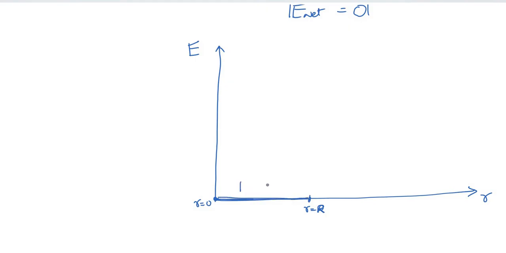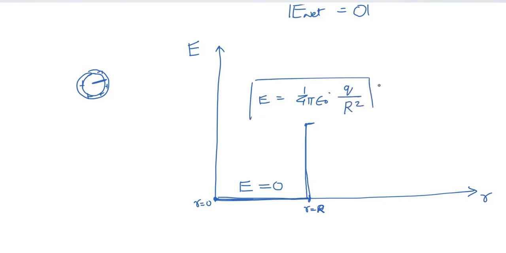Till this point, the electric field was nothing but 0, because inside the shell, from here to here, the net charge was 0. But exactly at R, the electric field suddenly jumps. And what was the value of electric field here? It was 1 upon 4 pi epsilon naught Q by R square Newton per Coulomb. Newton per Coulomb is the unit, always remember. So this much is the electric field.